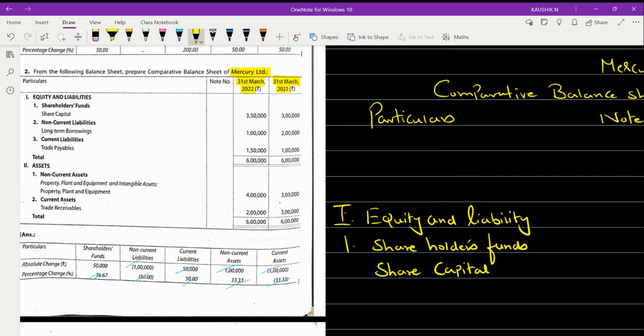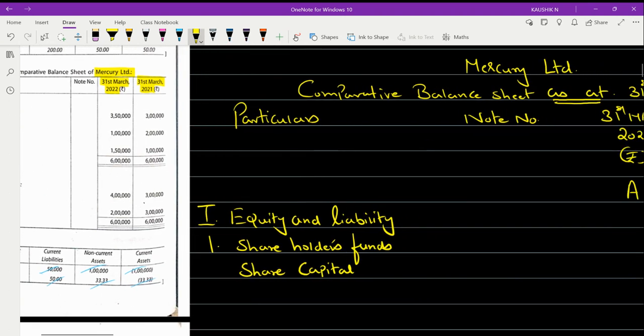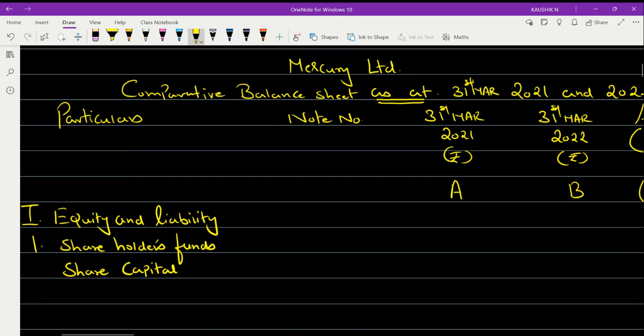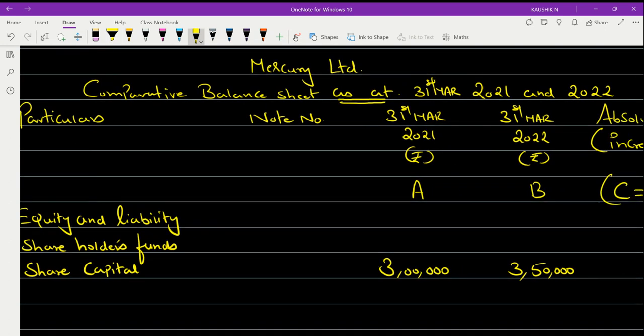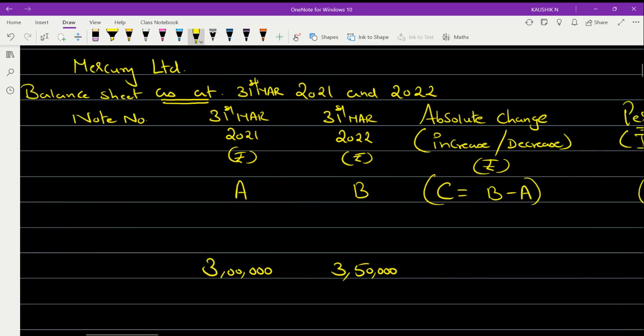So now for share capital, they have given two different values: 3 lakhs in the year 21 and 3 lakh 50,000 in the year 22. Okay, so in the year 21, it is 3 lakhs. We have to be very careful. In the year 21, for share capital, it was 3 lakhs, and in the year 22, it is an amount of rupees 3 lakh 50,000. You have to make this as a table. Yeah, that means you have to draw lines for each and every column. Okay, I am not drawing the lines, but you have to draw the lines. Clear?